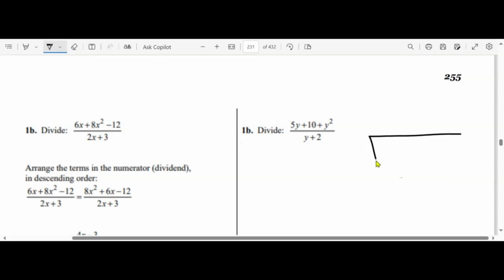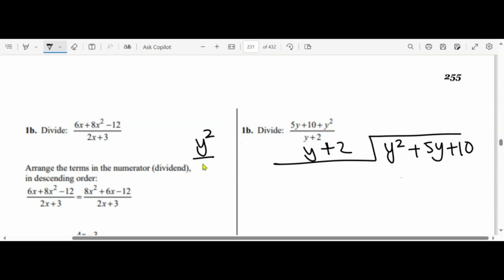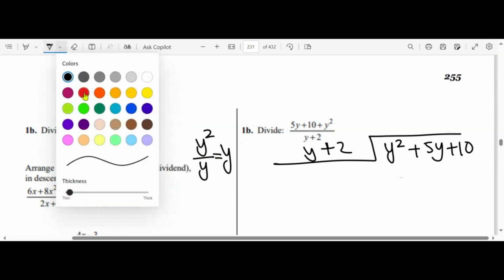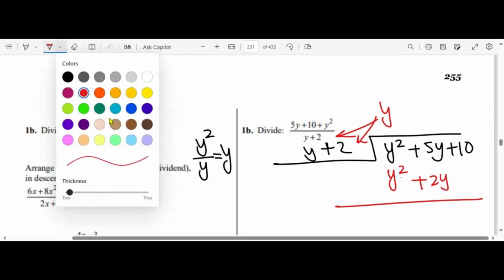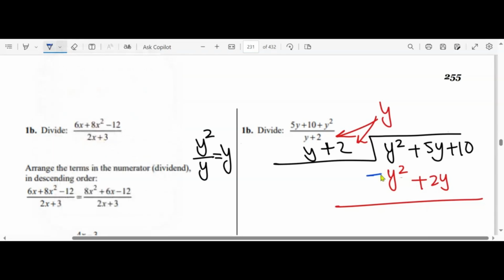So now we're going to do the long division. So y plus 2, and then we have what? Can I put this in order? Yes, it has to be in order. So y squared divided by y, you get y. You put it here. And then you multiply it how many times? 2 times. So y squared plus 2y. And now we're going to change the sign.